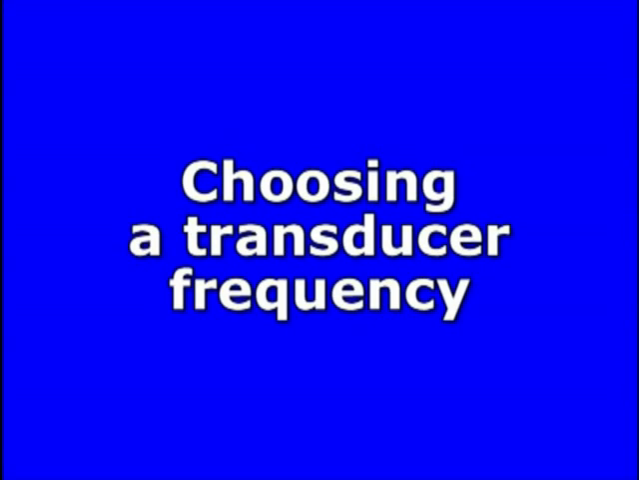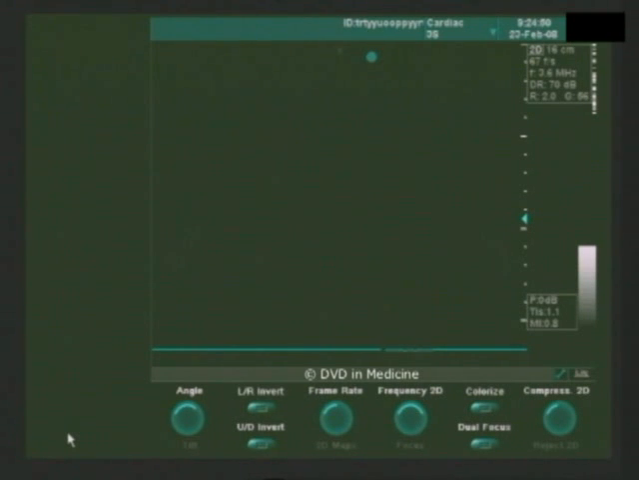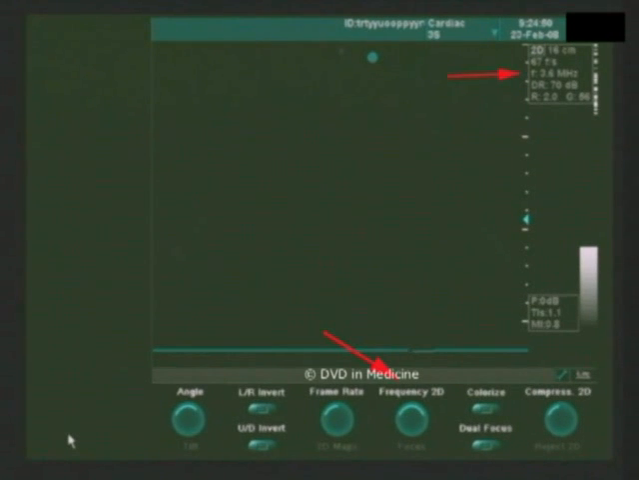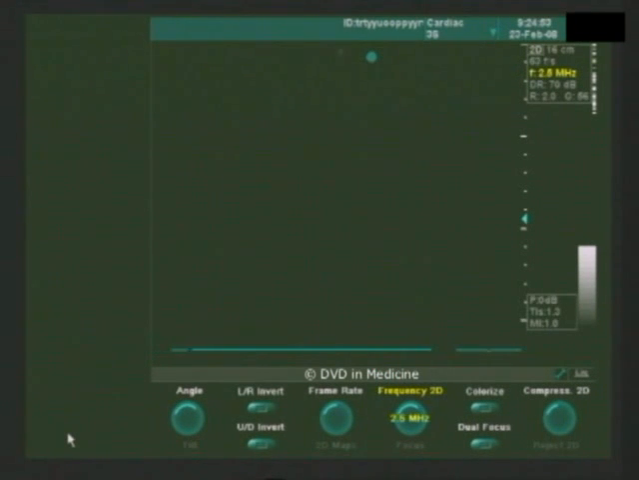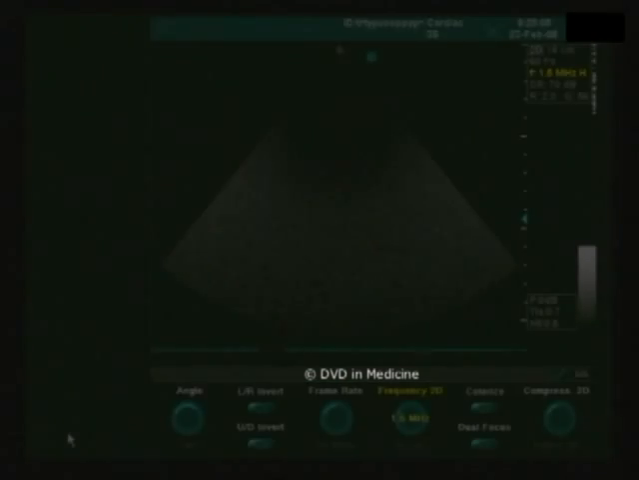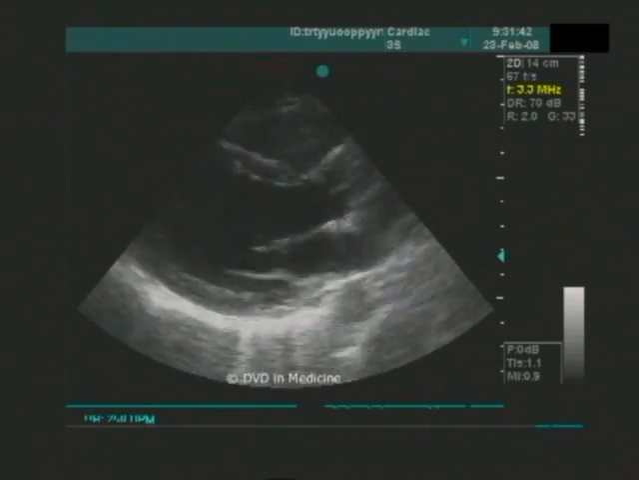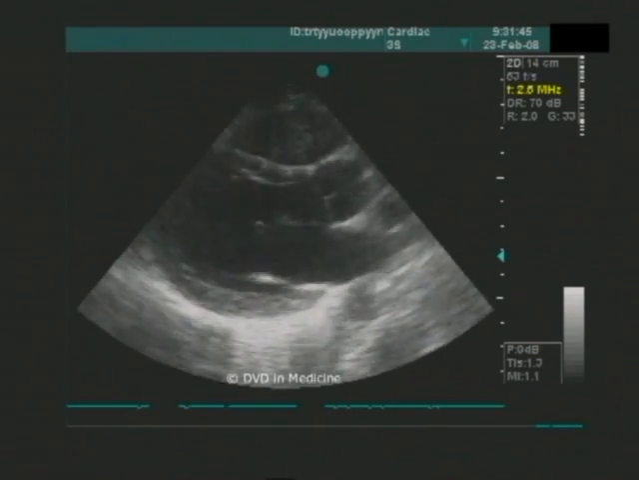Choosing a transducer frequency. The modern equipment allows you to choose from a range of frequencies in the same transducer. In this film, the range of frequencies for sector transducer is 1.5 to 3.6 MHz. The highest frequency, which will achieve the highest resolution consistent with adequate penetration, is normally chosen.